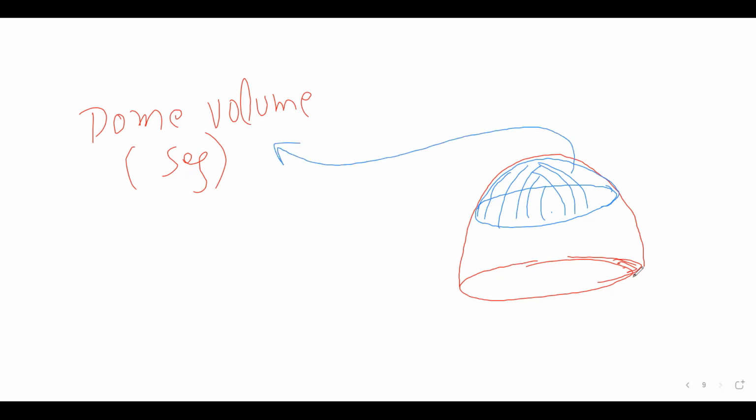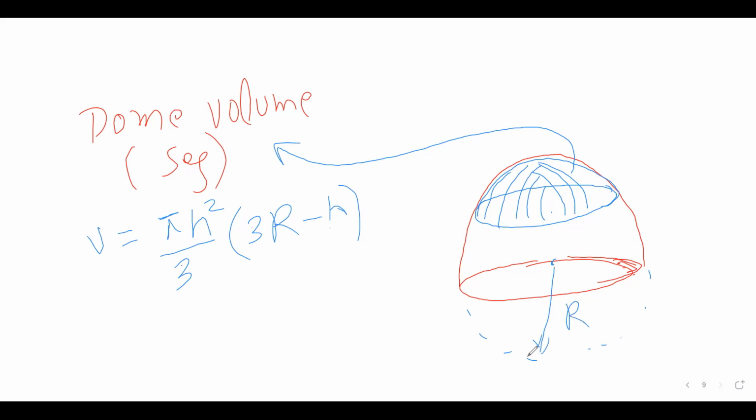And the volume must be something like pi, and there is actually h square by 3, and then you have to multiply that with 3r, and then subtract h again. R is actually the radius of the same dome, okay? This can be like this thing, okay? And the radius is actually from the center to the circumference, maybe like this. So this is the radius. Now h is actually the height of the same dome.